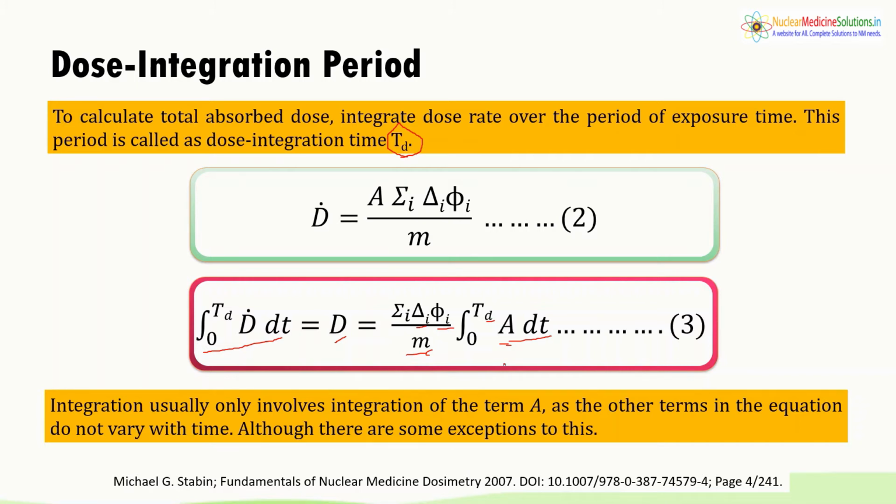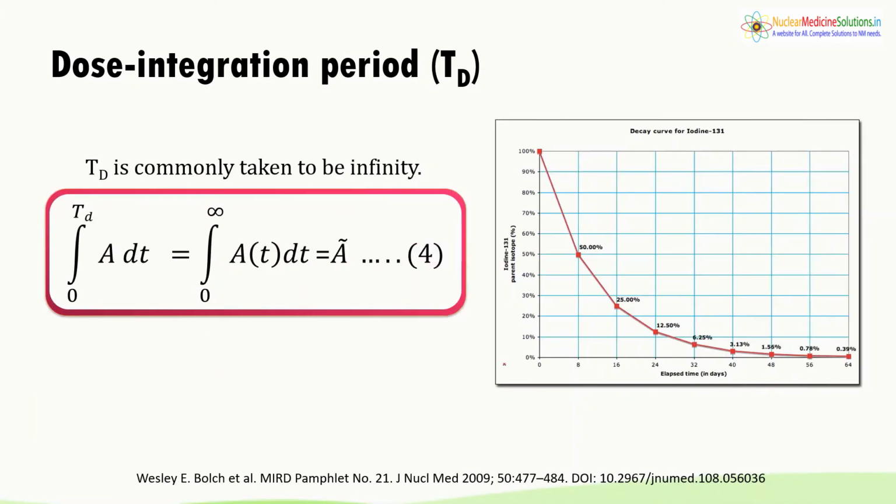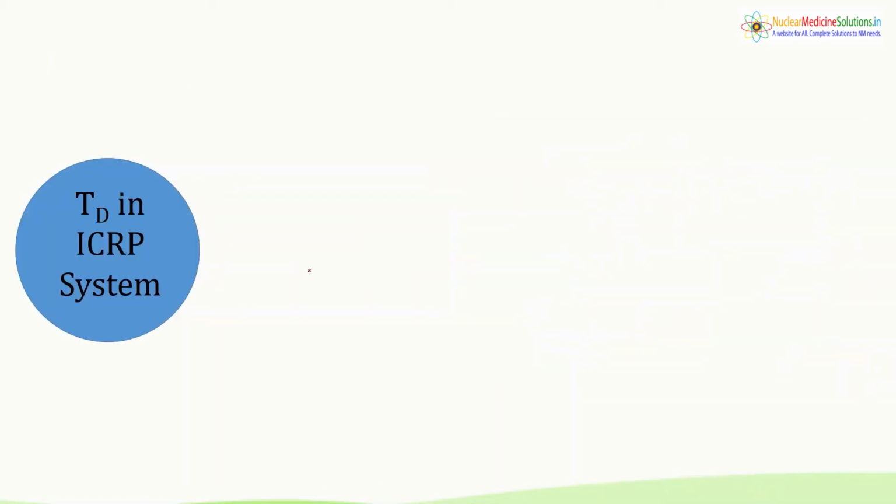The only term which will vary with time is the administered activity. Generally, this dose integration period is taken as infinity. Integration is from 0 to infinity A dt. This is because the half-life of radioisotopes used in nuclear medicine is very short. This is the decay pattern of iodine 131, which shows that within 8 half-lives the activity becomes almost negligible, which is the criterion for disposal of radioactive waste after 10 half-lives.